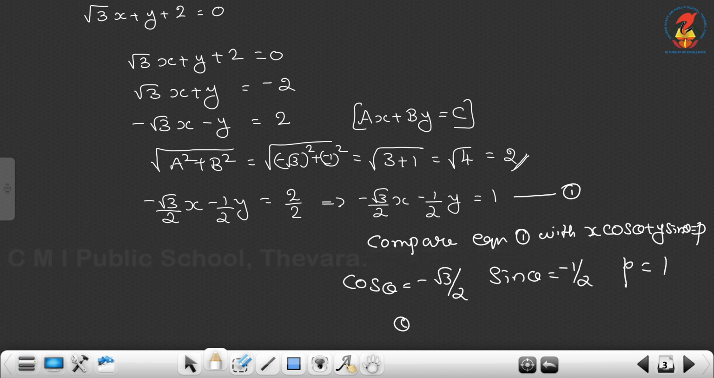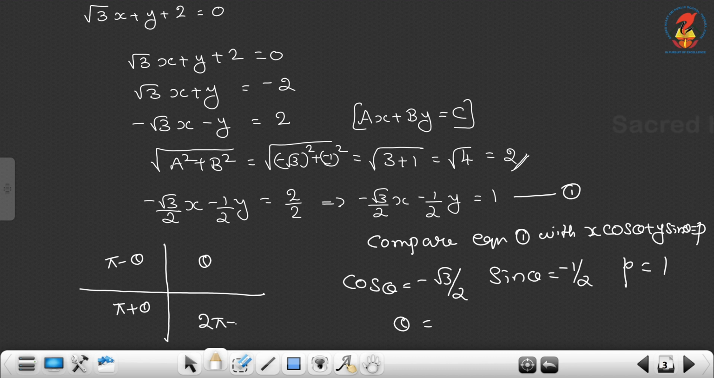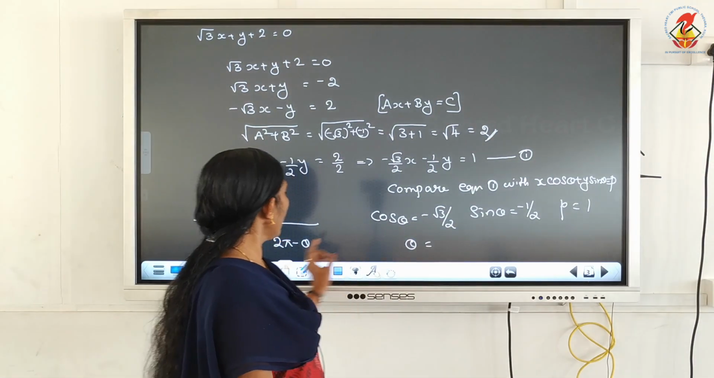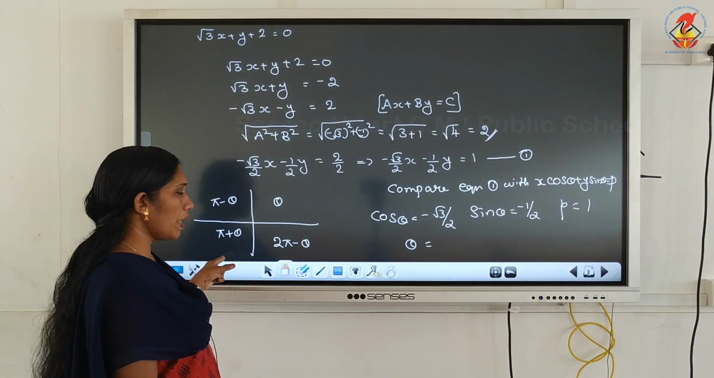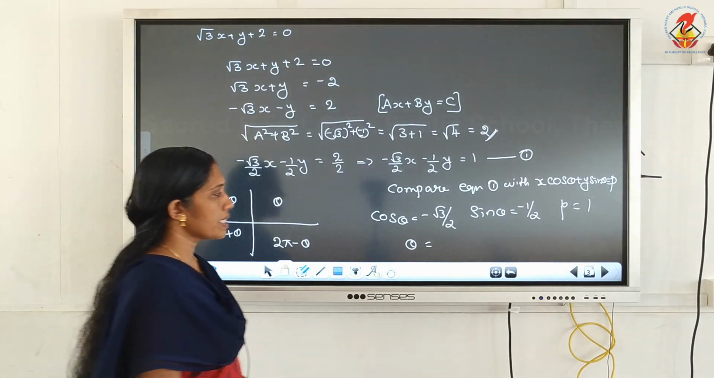So what is theta value? Cos theta negative, sin theta negative. In which quadrant? Cos and sin negative in third quadrant. Third quadrant value is pi plus theta. Second quadrant pi minus theta. Here theta acute angle. Fourth quadrant we calculate as 2 pi minus theta. So cos and sin negative in third quadrant. So third quadrant value pi plus theta or 180 plus theta.